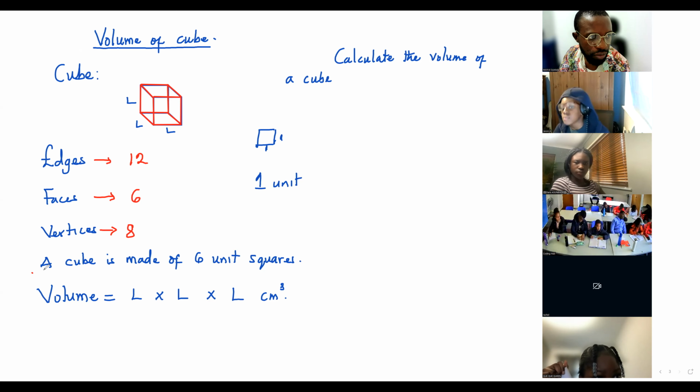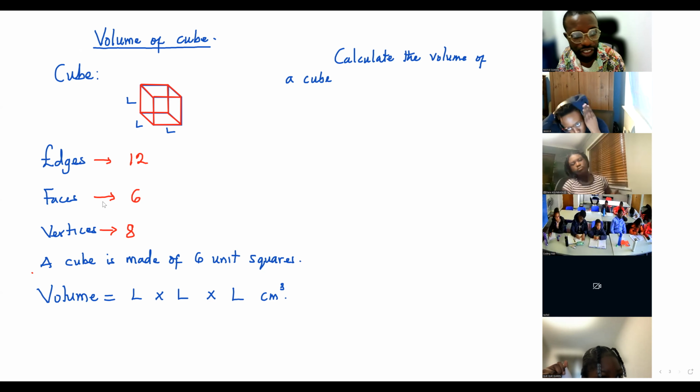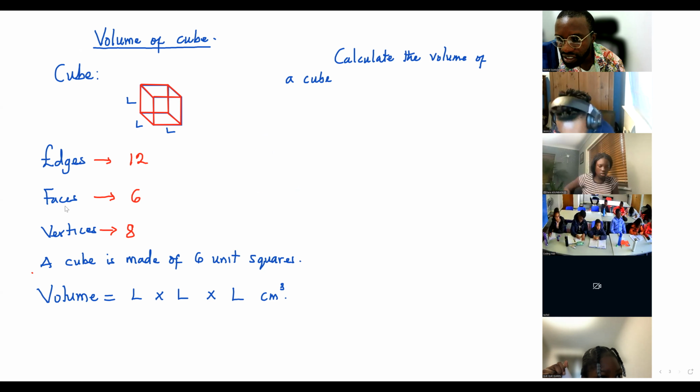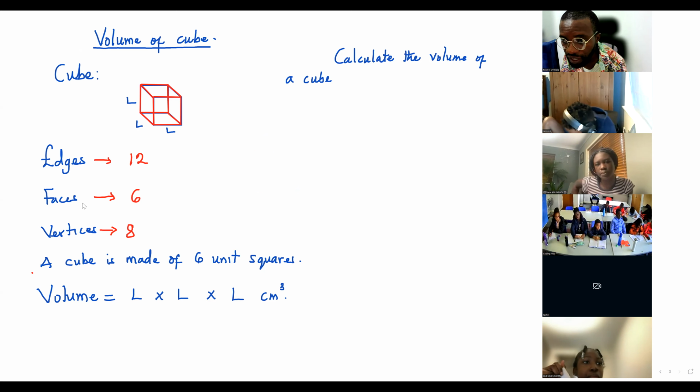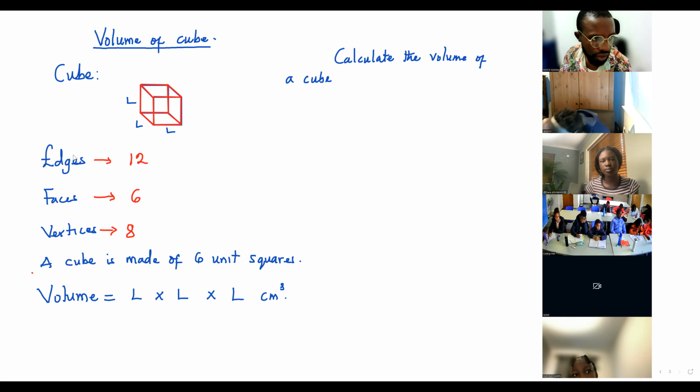So the 6 is why we've got 6 faces for a cube, because each of the faces is a square. Does that make sense? Good.